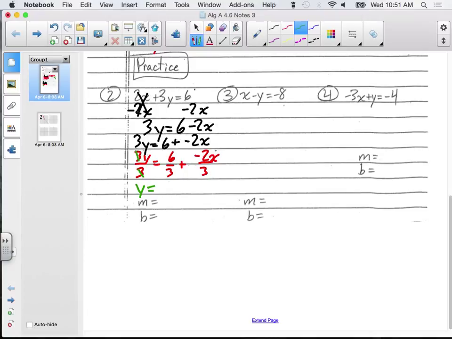Divide everything by 3, so 6 divided by 3 is 2, right? Then we have that plus. Can we simplify negative 2 and 3? No, we can't, so we just leave that as a fraction.